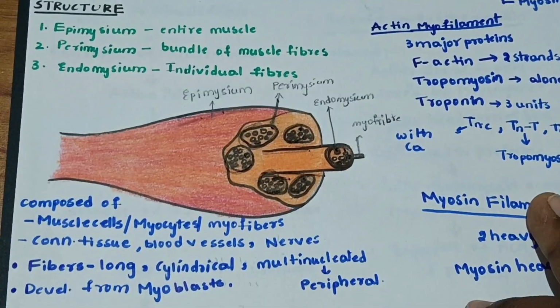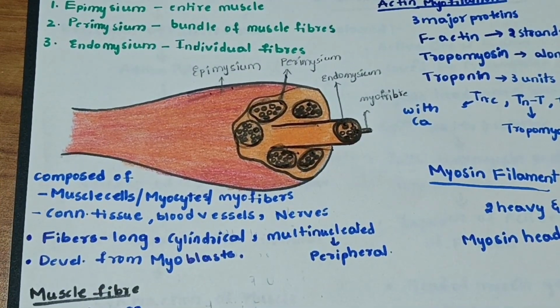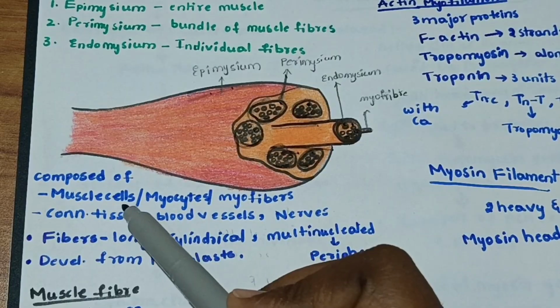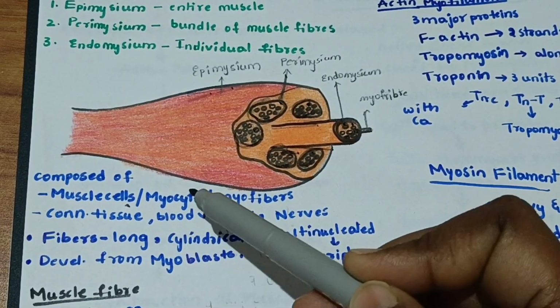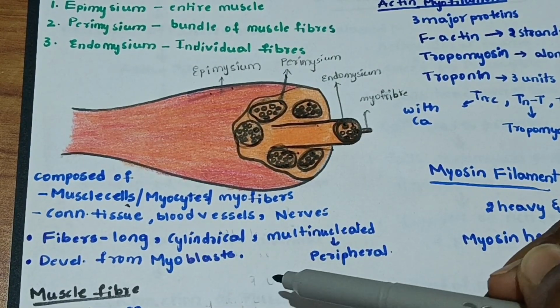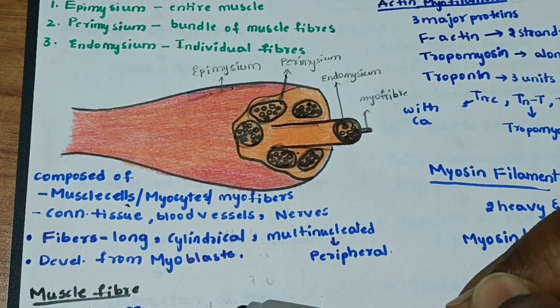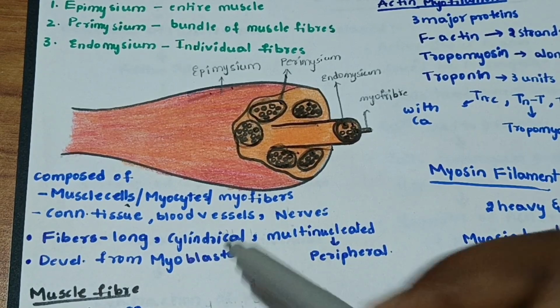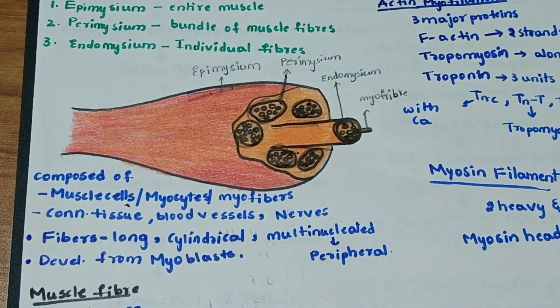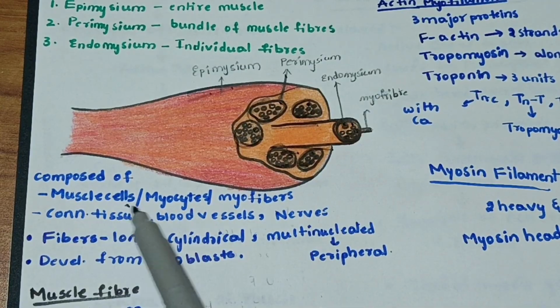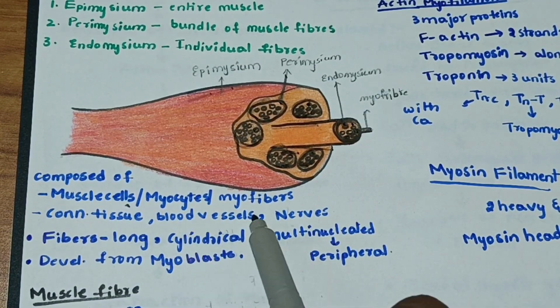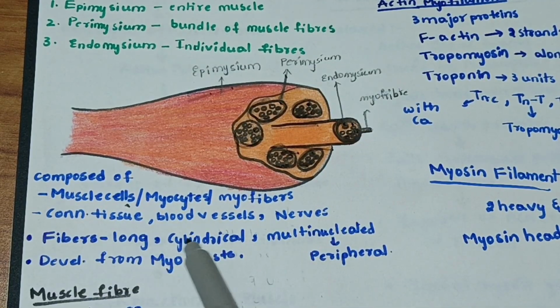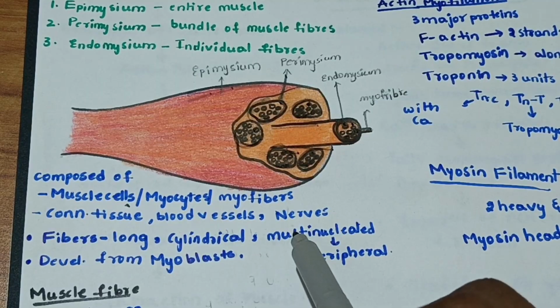Now, what is it composed of? It is composed of muscle cells. The muscle contains muscle cells, that are also known as myocytes or myofibers, connective tissue, blood vessels, along with the nerve supply. Yes, the muscle is composed of muscle cells, connective tissue, blood vessels, and nerve fibers.